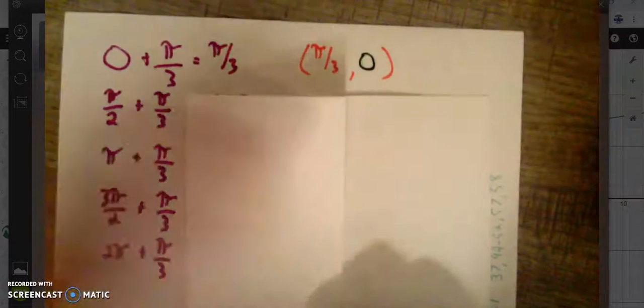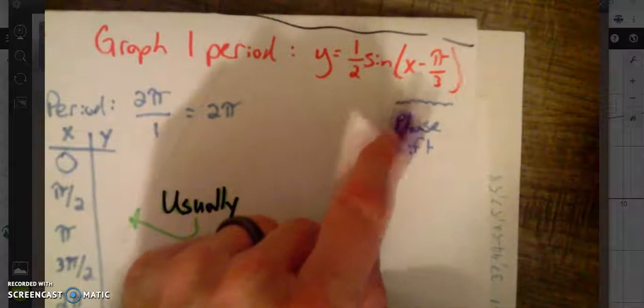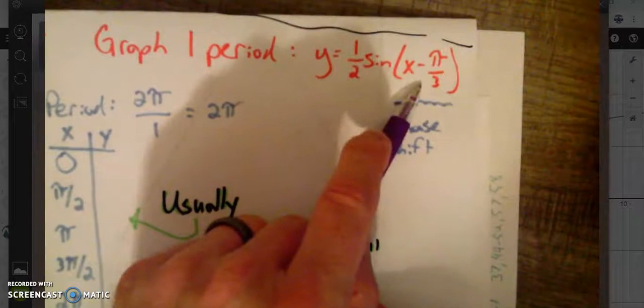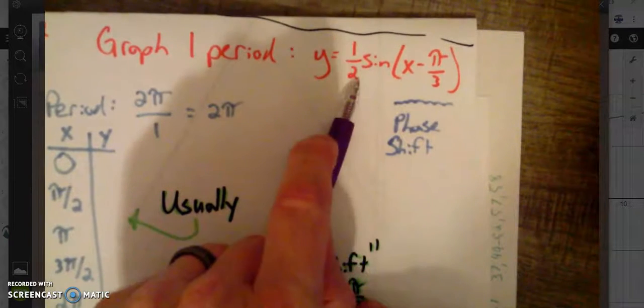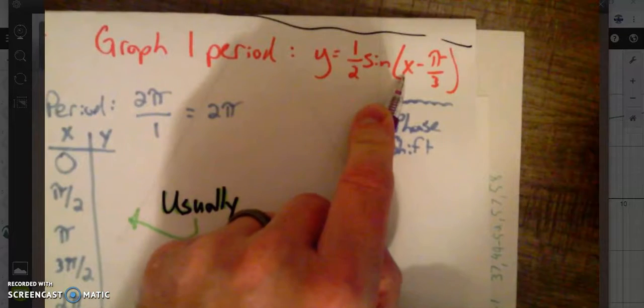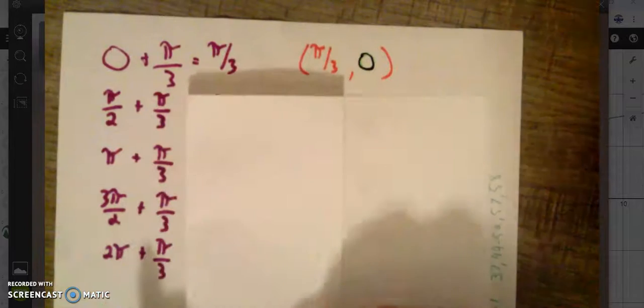If you go through now and plug pi over 3 into our function, pi over 3 minus pi over 3, that's 0. Sine of 0, got to start getting good at that. Sine of the y coordinate, sine of 0 is 0. 0 times 1/2, 0. So I started initially by plugging in a pi over 3 here, and it kicked out a 0. That's where this point is coming from. Pi over 3, kicking out a 0. Okay, now we do the next one.